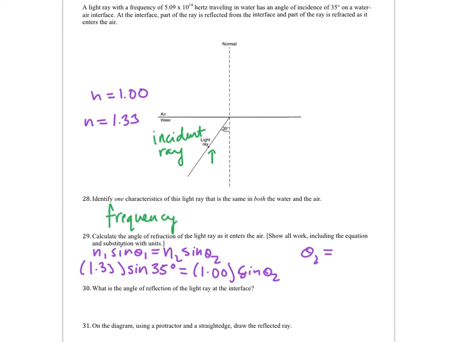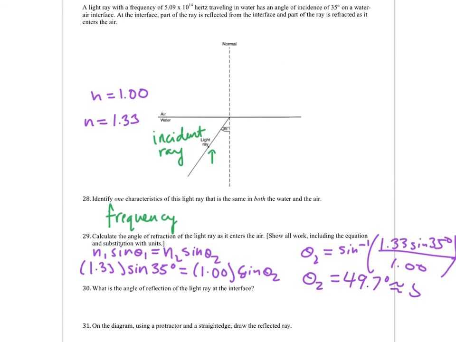Do not forget we're doing the sine function, so we got to take the inverse sine. You put it into the calculator. This is how it should look. When you plug it in, you should get an angle of approximately 49.7 degrees. When you round, it's going to be about 50 degrees.